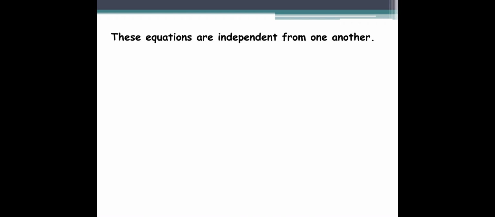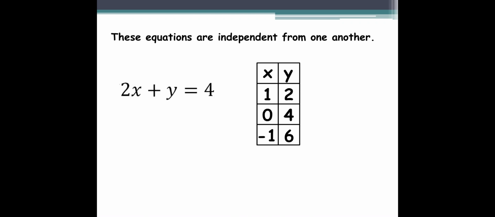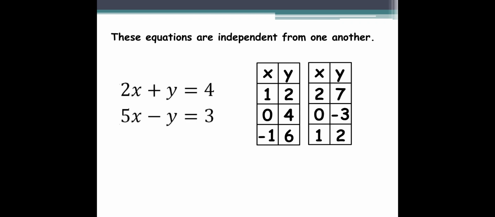All right, the two equations are independent from one another. So we've got the first equation with the table of coordinates and the second equation with its own table of coordinates. These equations are not connected, they're independent. But we can link them with this symbol. When we put this symbol next to the two equations, we are saying they're connected, they're no longer independent. Instead, they're called a system of equations.